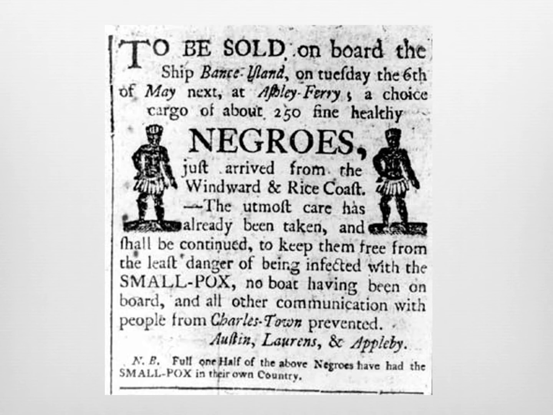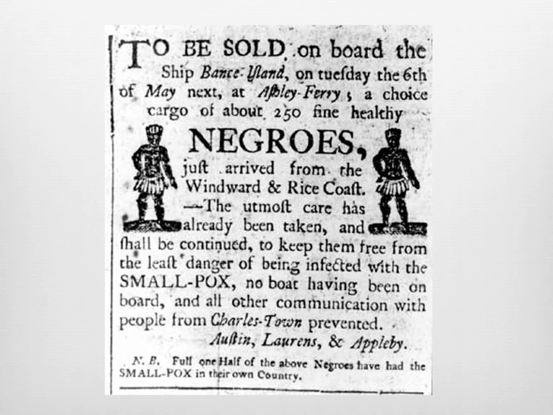To be sold on board the ship Bance Island on Tuesday, the 6th of May next, at Ashley Ferry, a choice cargo of about 250 fine, healthy Negroes, just arrived from the Windward and Rice Coast. The utmost care has already been taken and shall be continued to keep them free from the least danger of being infected with the smallpox, no boat having been on board, and all other communication with people from Charlestown prevented.